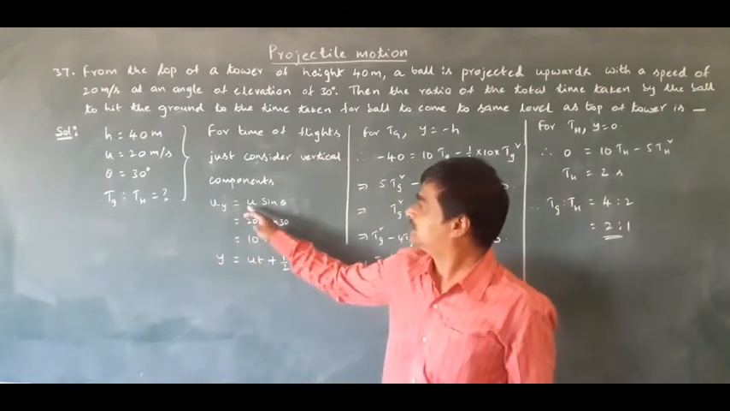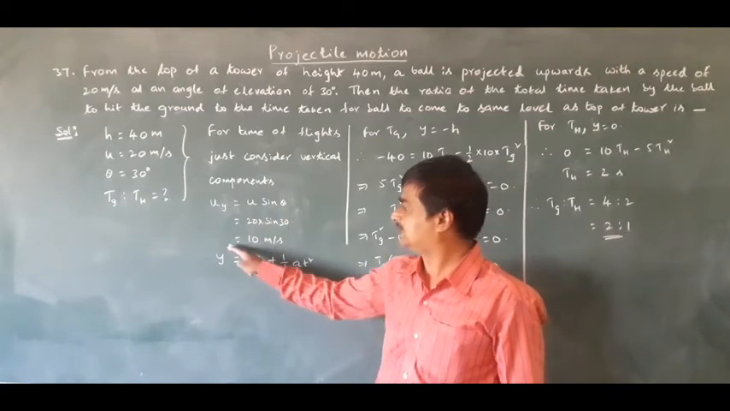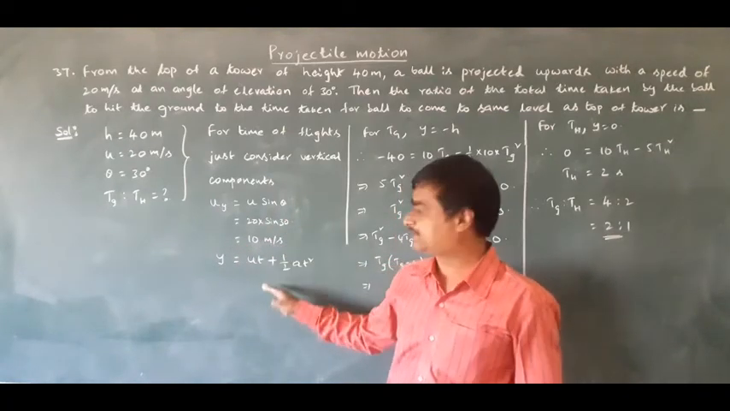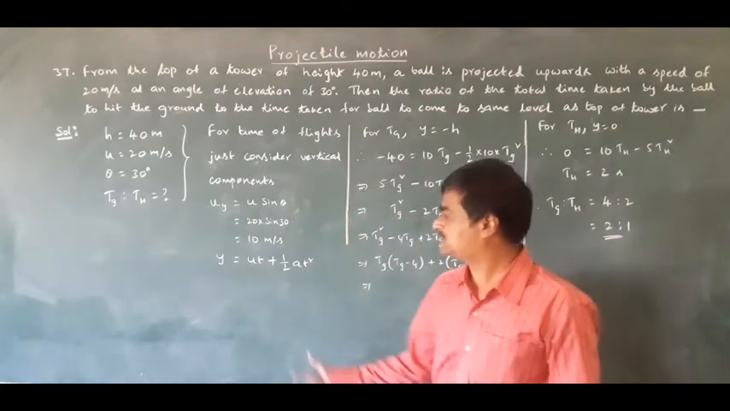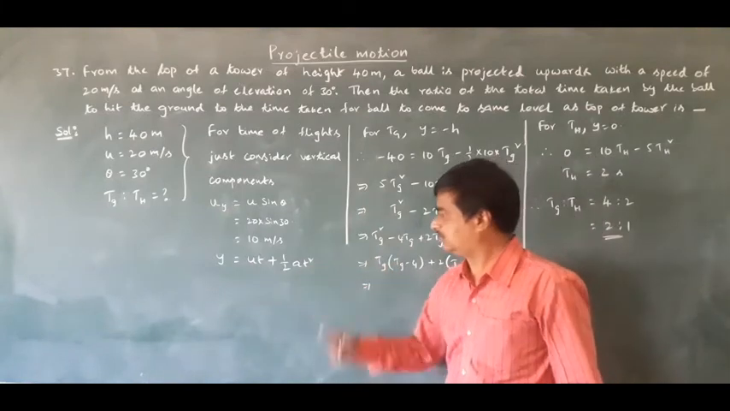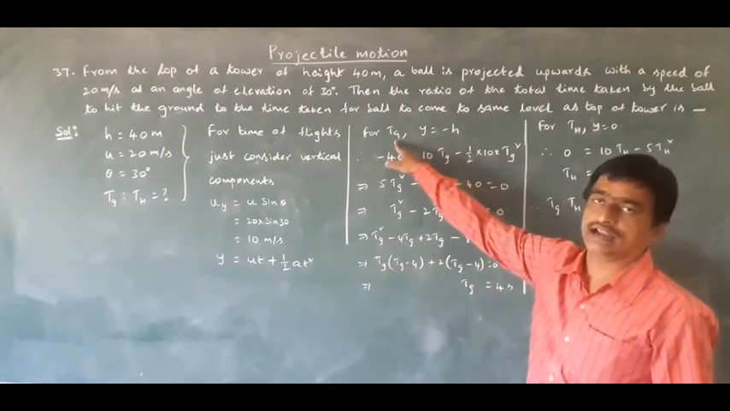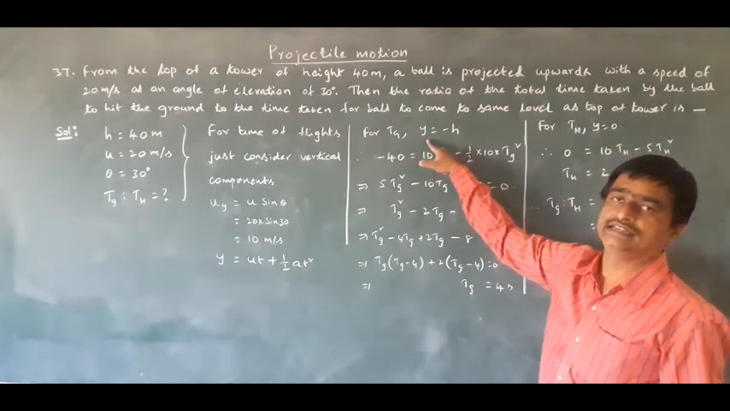Okay, it is u sin theta. That is 20 into sin 30 is 10 meter per second. That is, here our u is 10 meter per second. Then we apply this formula. y is equal to ut plus half a t square. Okay, here a is minus g. Okay, then for time to hit the ground, the height is h.